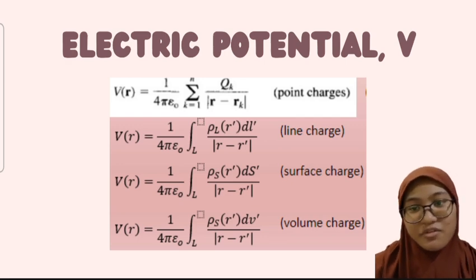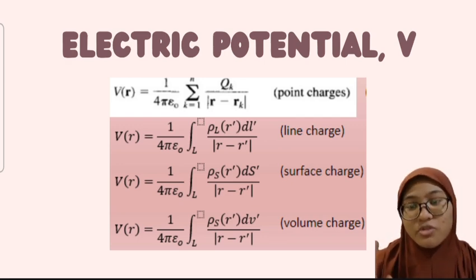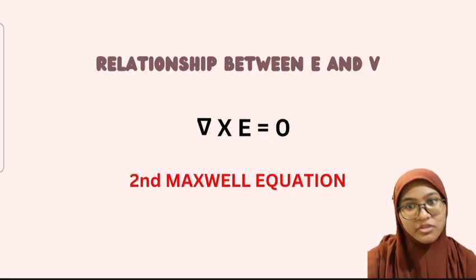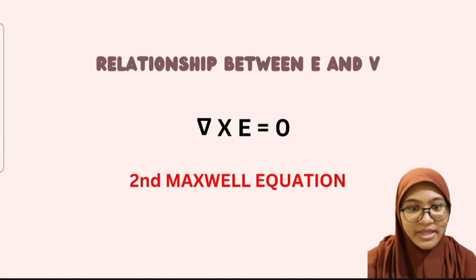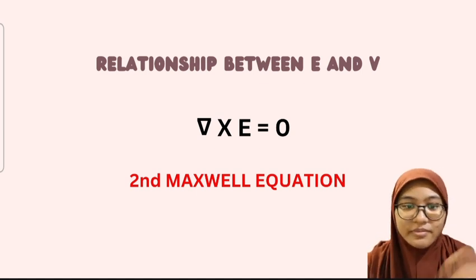Next, we have electric potential V, and again we have the similar four conditions: point, line, surface, and volume. So you can refer to the formula. The relationship between electric field and electric potential actually makes up the second Maxwell equation, which is del cross E equals 0.